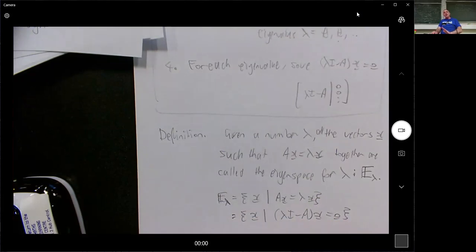So I've been very careful here. I didn't say that lambda was an eigenvalue. Technically, you can pick any number and find its eigenspace, but for most numbers, the eigenspace has only got the 0 vector in it. So if I pick a number lambda that isn't an eigenvalue and I attempt to solve this equation, the only x that will work is the 0 vector.